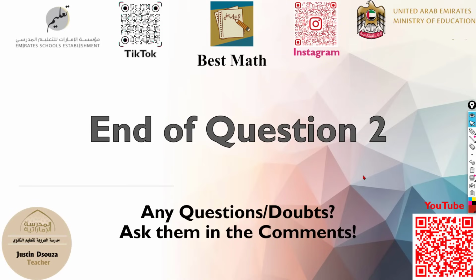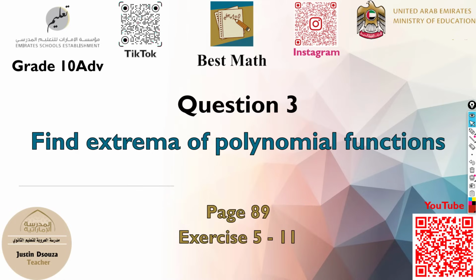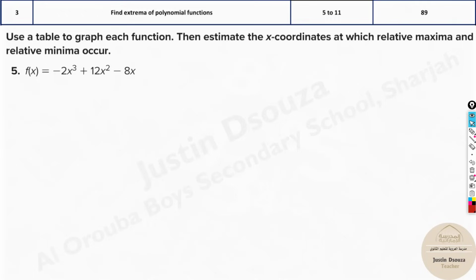Just remember, mode 7 gives you the calculator graphing table. So please use the calculator easily, compare the options and easily eliminate the wrong options, and you can solve them up. Question number 3 is to find extrema of polynomial functions.